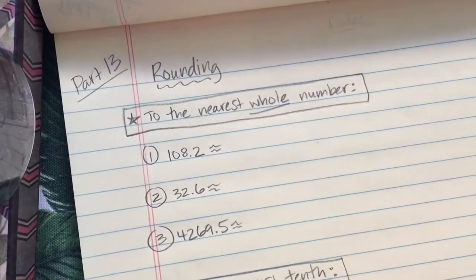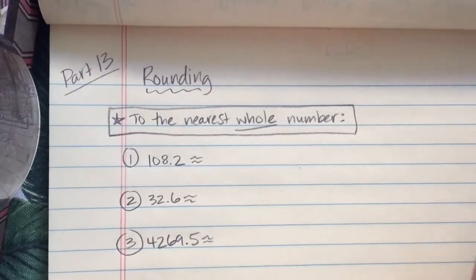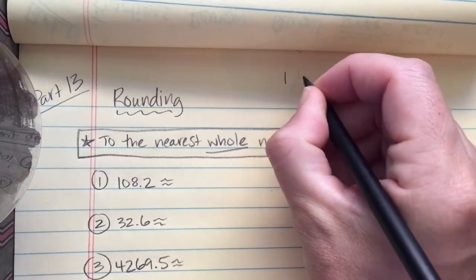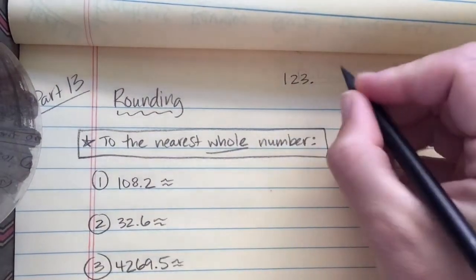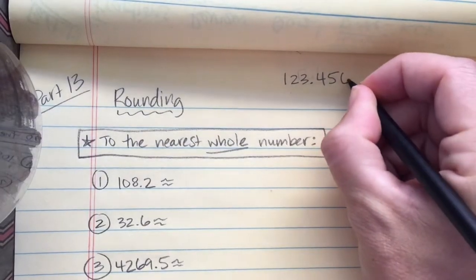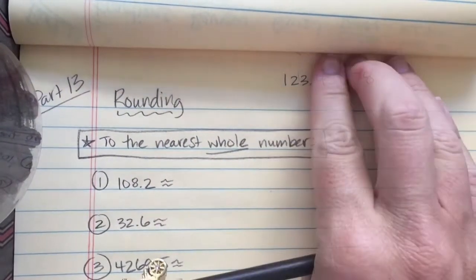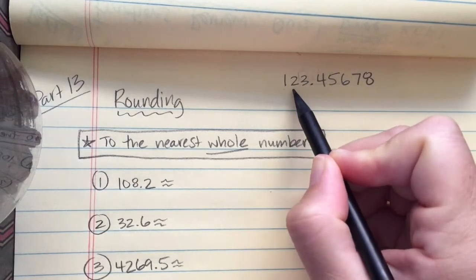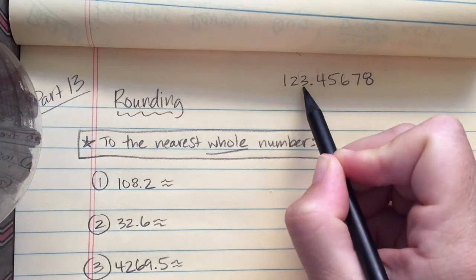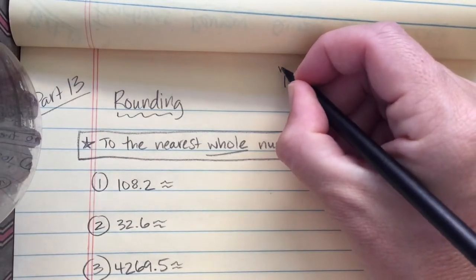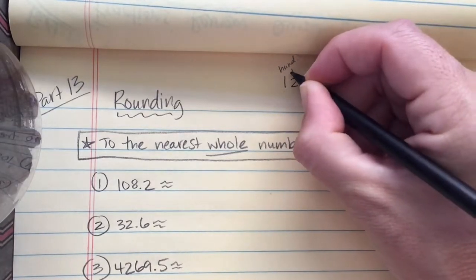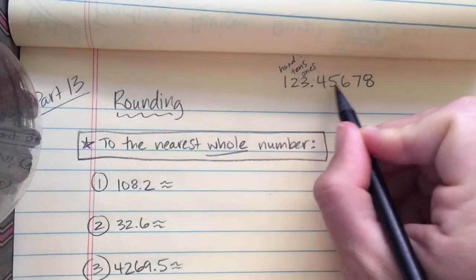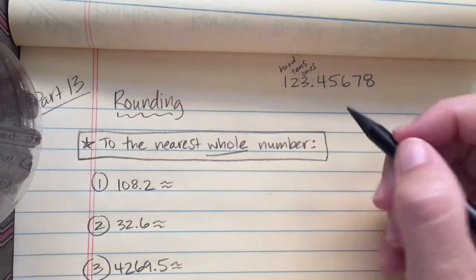Before we go into rounding, we need to talk real quick about place value. Let's take a random number like 123.45678. If we look at 123, we know the 1 is in the hundreds place, the 2 is in the tens place, and the 3 is in the ones place. So I'm just going to write that down real quick: hundreds, tens, ones. Now, to the right of the decimal, we have our decimal place value.